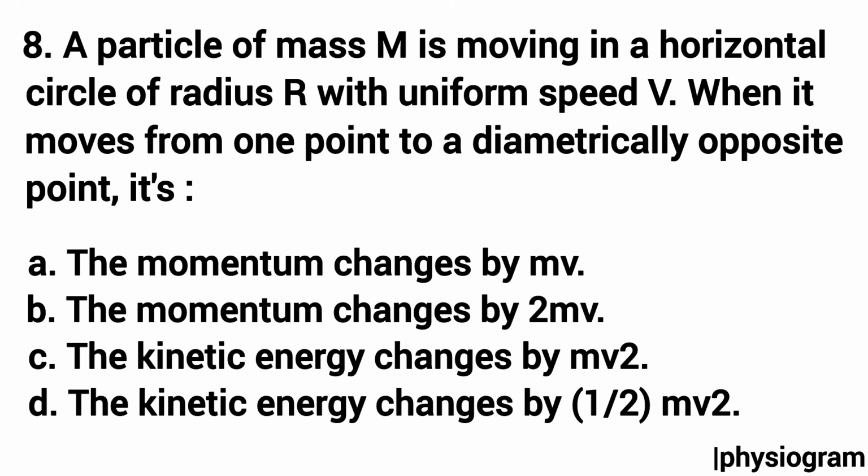Now let's see the kinetic energy change. So kinetic energy KE will be half mv square. Speed v remains the same, so kinetic energy is constant, that is del KE equals 0. So the correct answer will be option B, that is the momentum changes by 2mv.